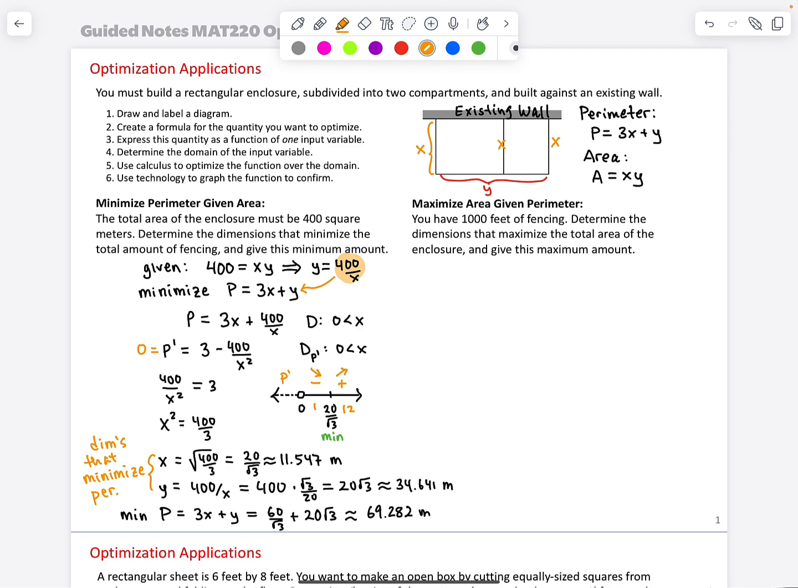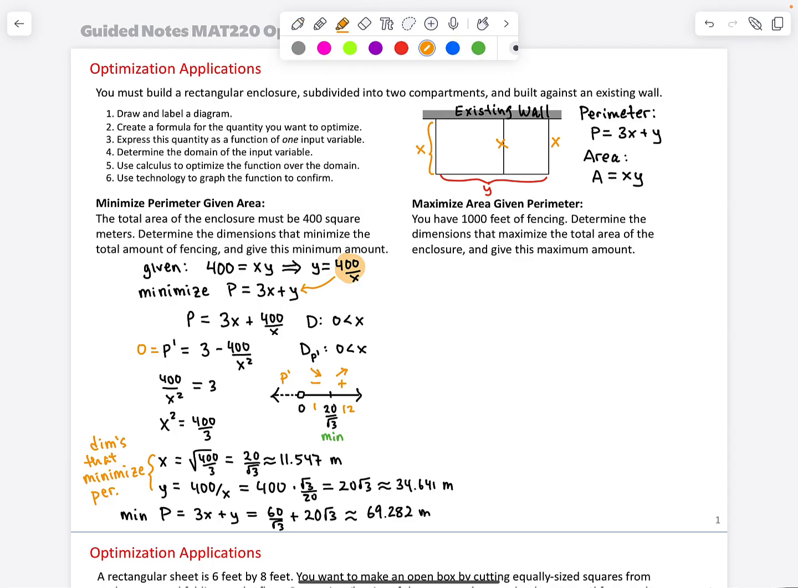Lastly, I want to mention that this middle portion, its position does not affect any of our work here. You can imagine subdividing this in different ways by moving where this middle fencing is. The total amount of fencing is unaffected, and the total area of the enclosure is unaffected.